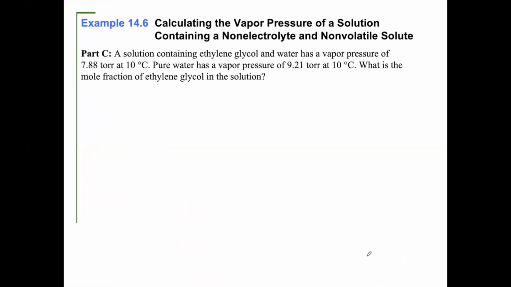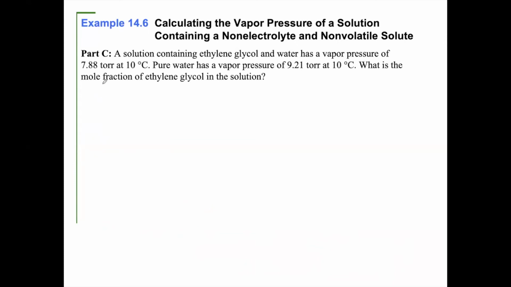A solution containing ethylene glycol and water has a vapor pressure of 7.88 torr at 10 degrees Celsius. Pure water has a vapor pressure of 9.21 torr at 10 degrees Celsius. What's the mole fraction of ethylene glycol in the solution? Well, let's ruminate on this for a second. I think this is actually pretty straightforward because we're only being asked to find the mole fraction of the ethylene glycol. In order to do that, let's remind ourselves of the formula.